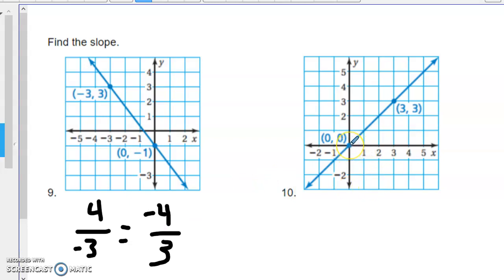I start here at the lower number and I rise up 1, 2, 3. And then I run over 1, 2, 3. Well, 3 over 3 would simplify to be just 1. So I would enter my slope in as just 1 for number 10.